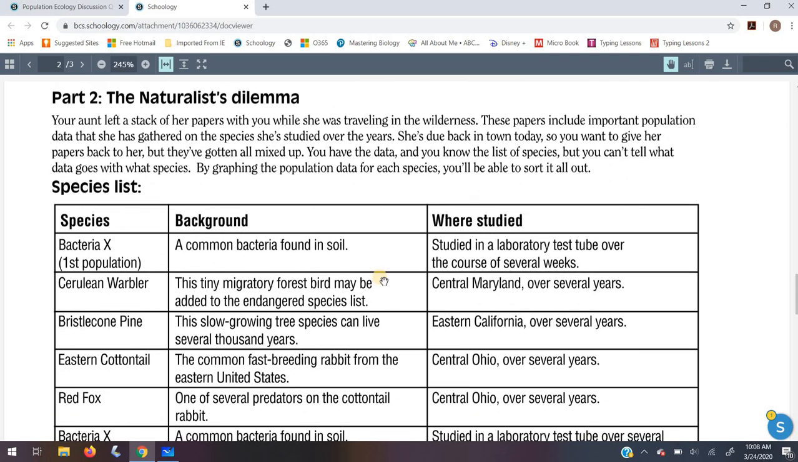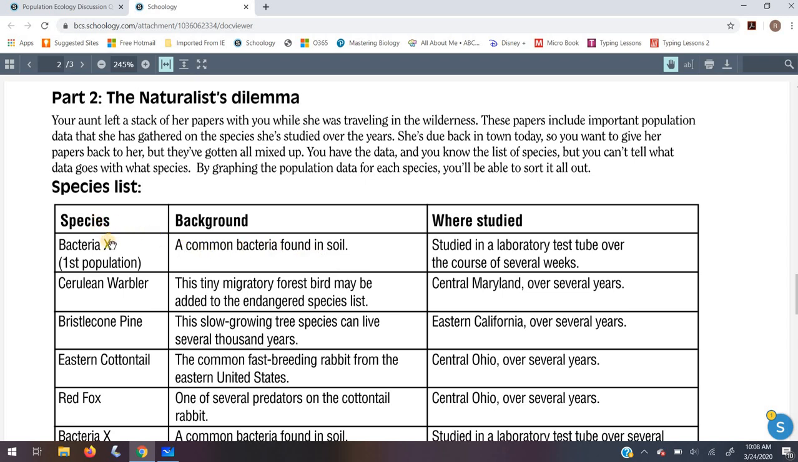Part 2 is a little more complicated. The naturalist's dilemma. Your aunt left a stack of her papers with you while she was traveling in the wilderness. These papers include important population data that she has gathered on the species she's studied over the years. She's due back in town today, so you want to give her papers back to her, but they've gotten all mixed up. You have the data and you know the list of species, but you can't tell what data goes with what species. By graphing the population data for each species, you'll be able to sort it out.